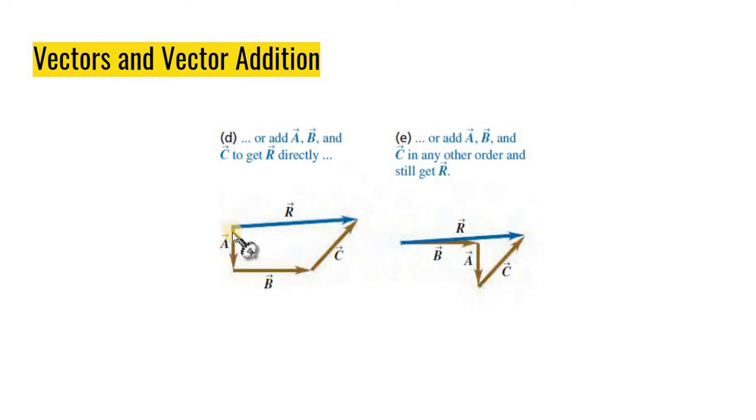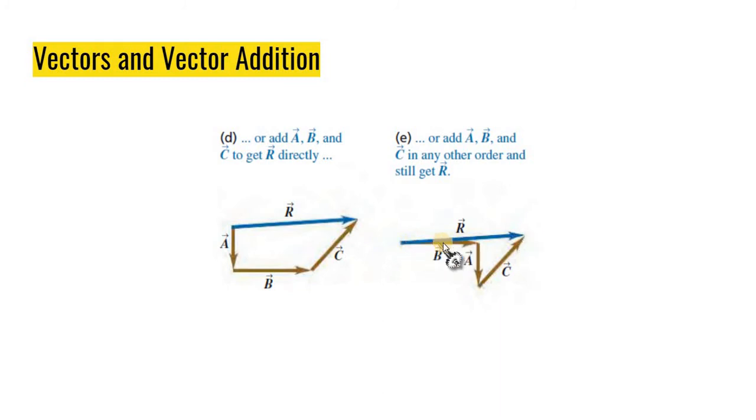you just draw the arrow using its magnitude and direction, and then connect it head to tail. So the head of A is connected to the tail of B, and then the head of B is connected to the tail of C. After that, you draw a line from the tail of A to the head of C, and that is the resultant vector. That is also the same with this figure.